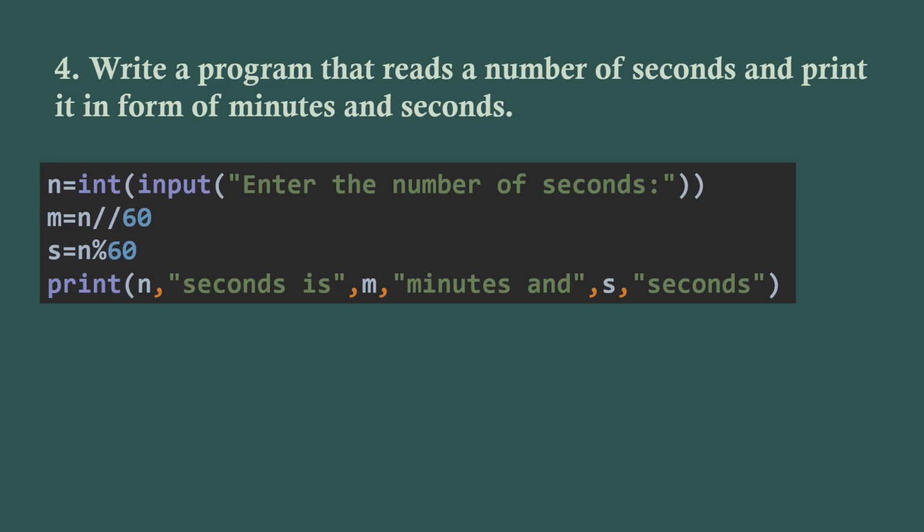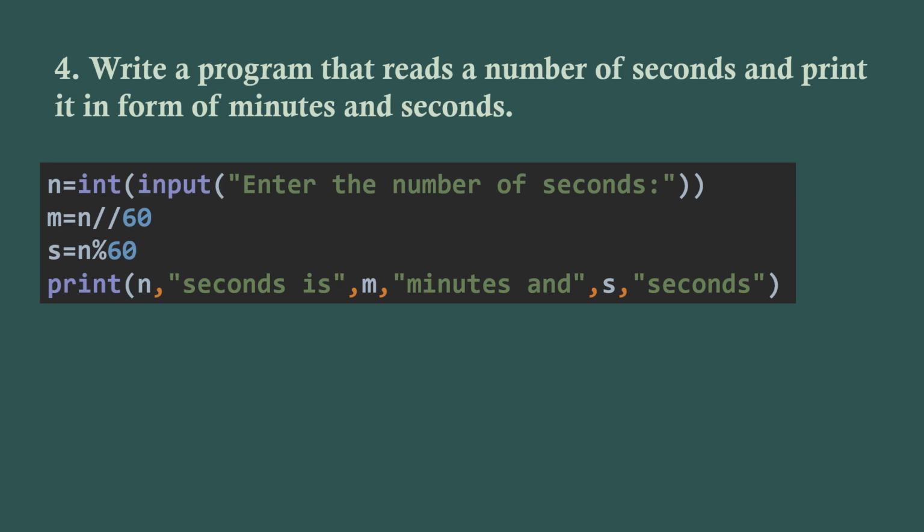And once you divide it by 60 and take the remainder, then the remainder will give you the number of seconds. So we have just done that. So m is a variable which is storing the number of minutes, which is calculated like this, n floor division 60. Here we don't want any fractions because the number of minutes should be a whole number. So we have used floor division instead of normal division.